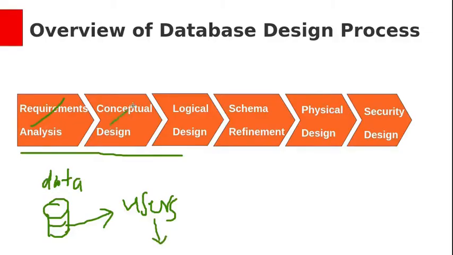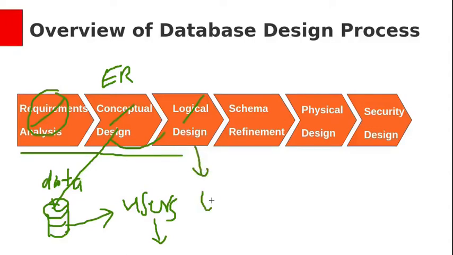Next step, conceptual design. The information gathered in requirements analysis is used to develop the high-level description of the data to be stored in the database along with constraints. This step is carried out by using ER model. Logical database design. We must choose a DBMS to implement our database design and convert the conceptual database design into a database schema in the data model of the chosen DBMS. Here, chosen DBMS means it might be Oracle or DB2.